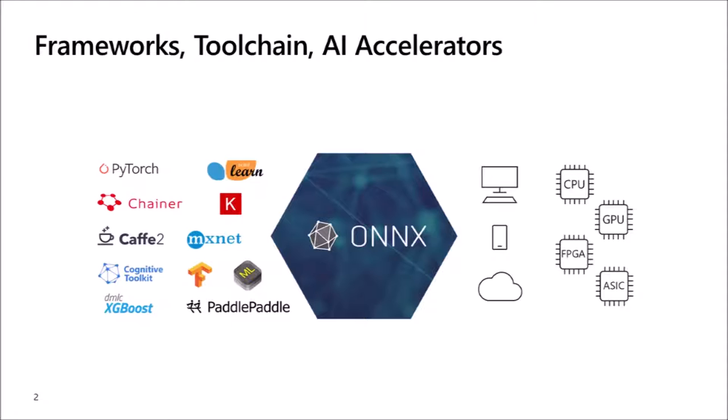However, different individual hardware vendors have their own toolchain and frameworks for their devices, such as GPU, FPGA, ASIC, or other hardware. It's not easy for developers to build a unified inference app or business logic that supports different AI edge gateway hardware. To address this issue, ONNX, Open Neural Network Exchange, is an open source model format for deep learning and traditional machine learning.